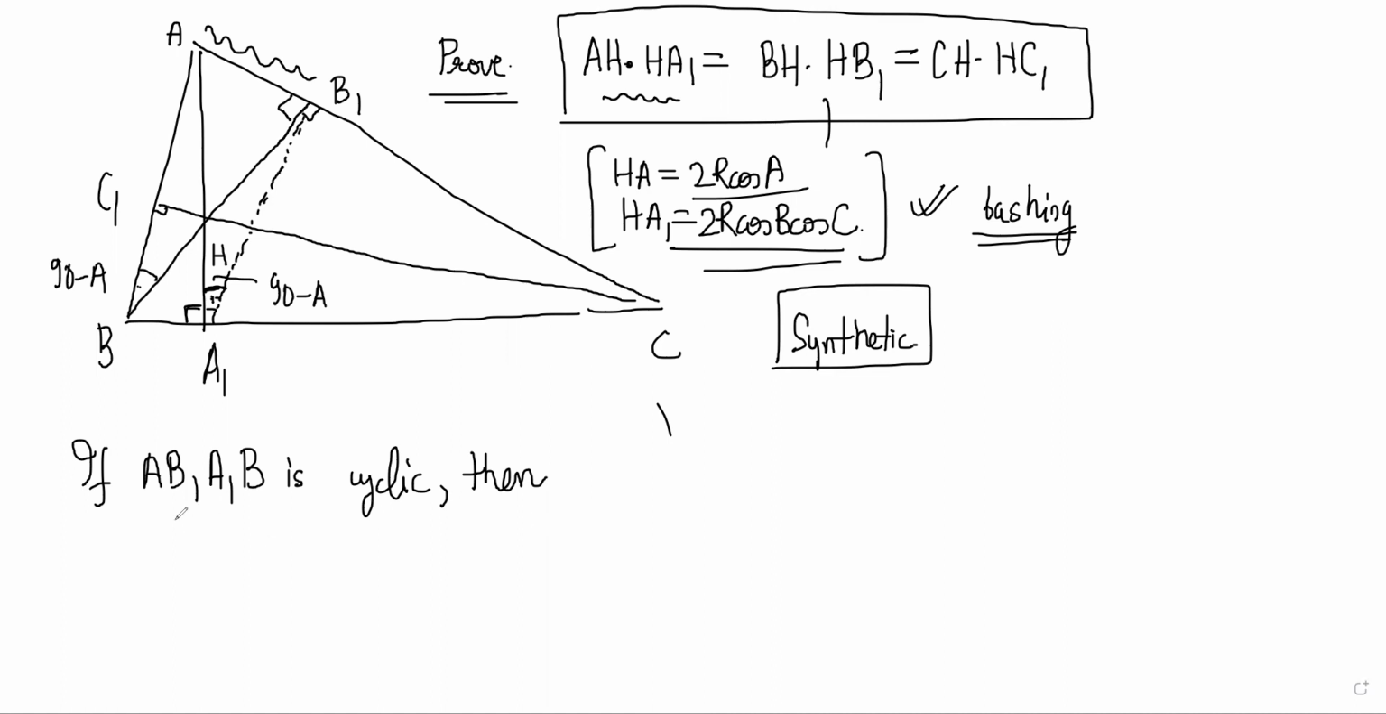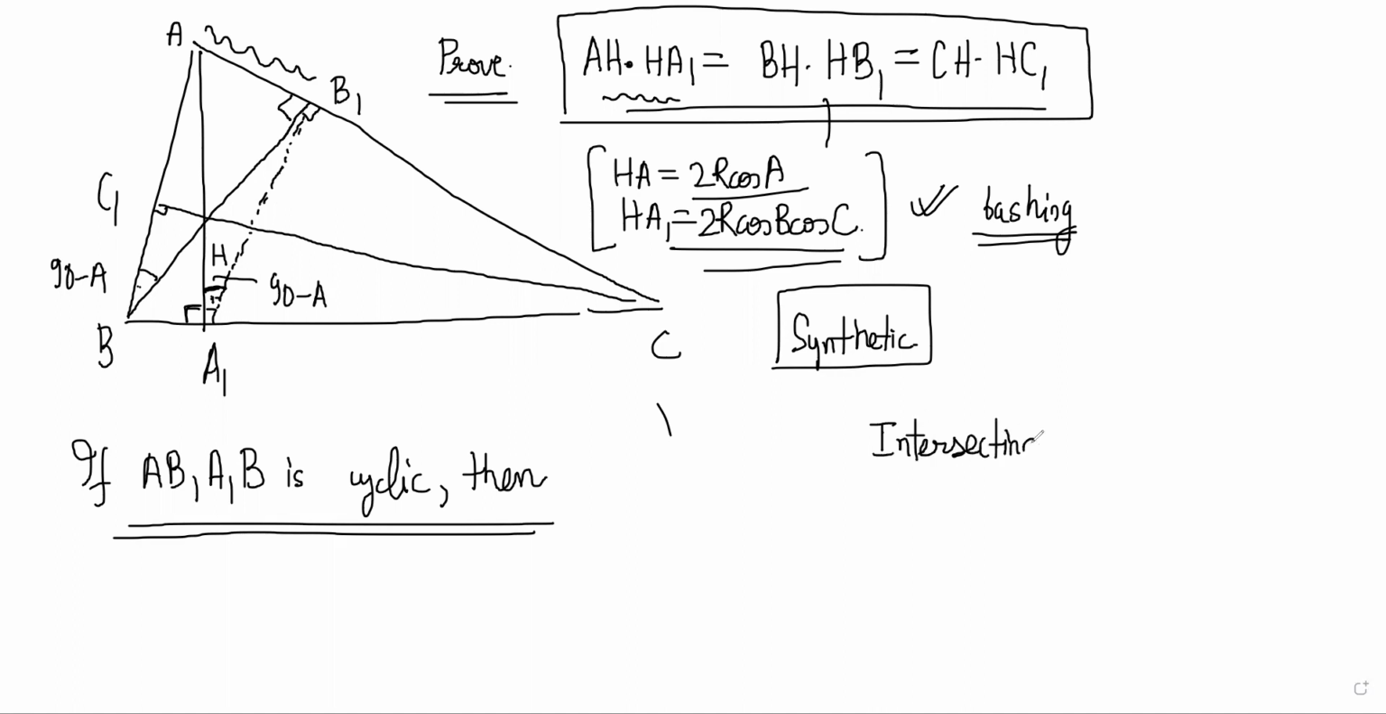So what I'm saying is, if A, B1, A1B is cyclic, then how do you prove this? So then power of a point on point H, intersection of two chords. If someone doesn't know that, it is called the intersecting chords theorem, of a circle, or by power of a point.